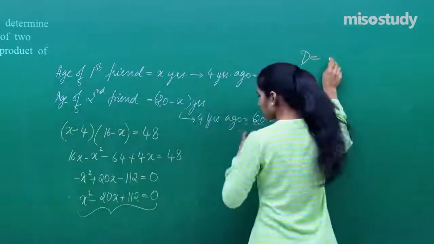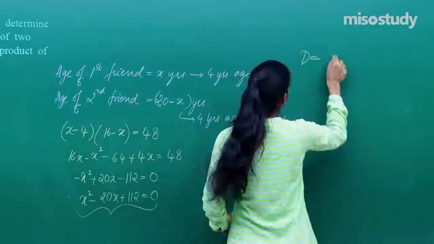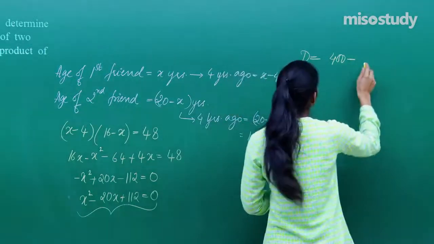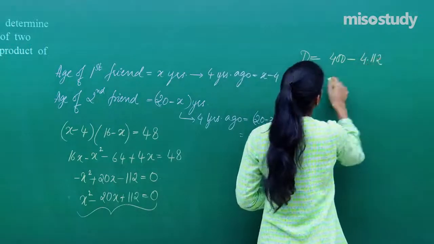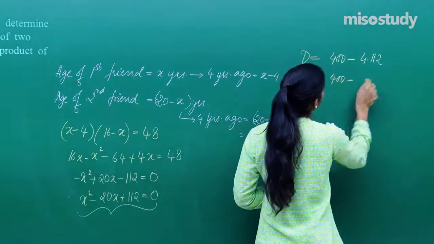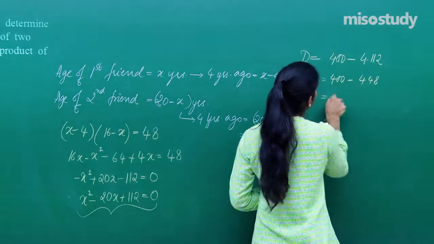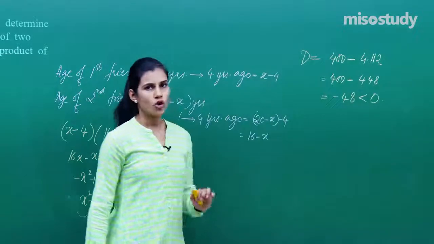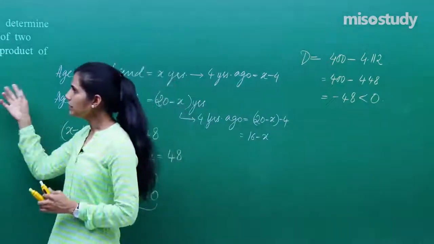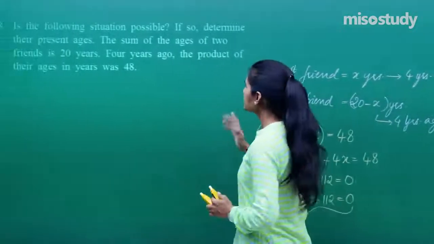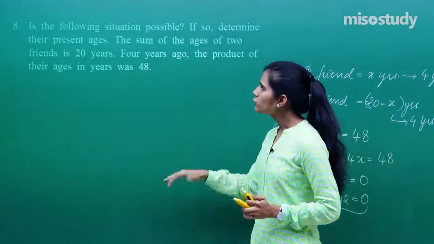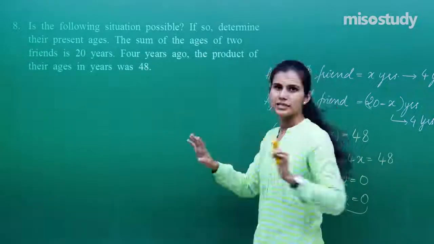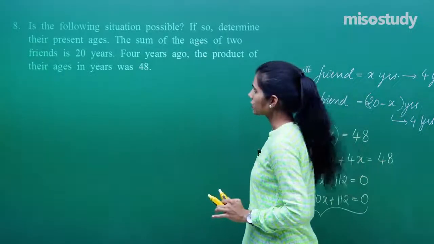So the discriminant is b square minus 4ac. b is minus 20, square is 400, minus 4 into 1 into 112. This is 400 minus 448, which is minus 48, which is negative, and therefore this situation is not possible. Clear? Is this possible? No, it's not possible. There do not exist two friends the sum of whose ages is 20 years such that 4 years ago the product of their ages was 48. No, that's not possible in the realistic world.